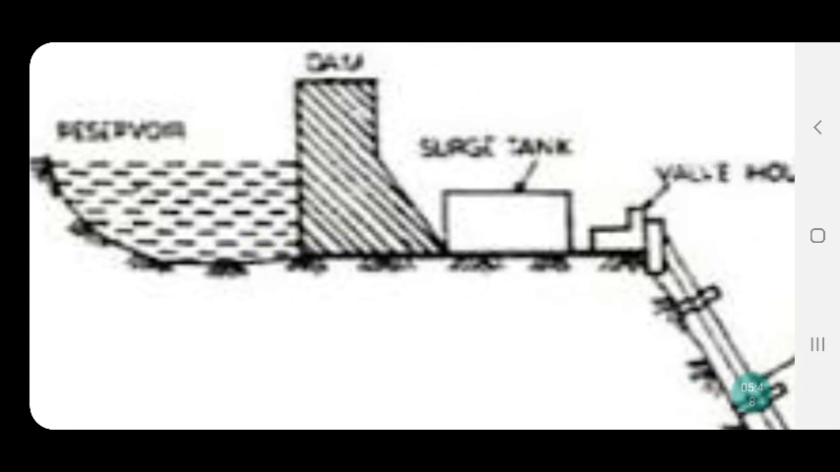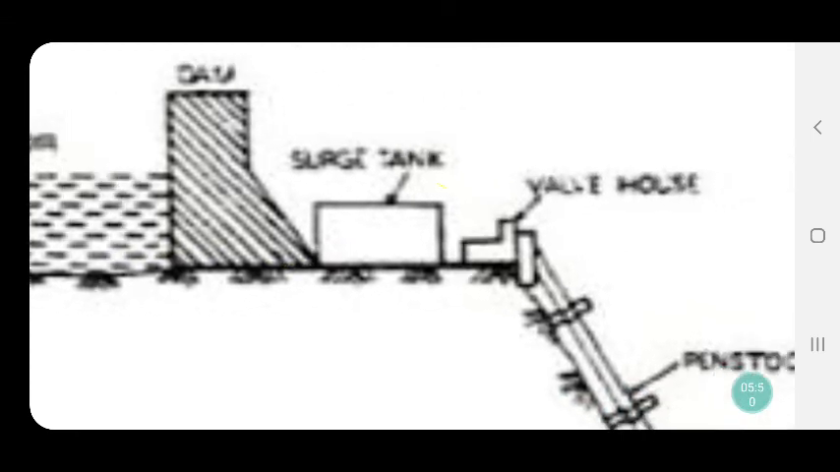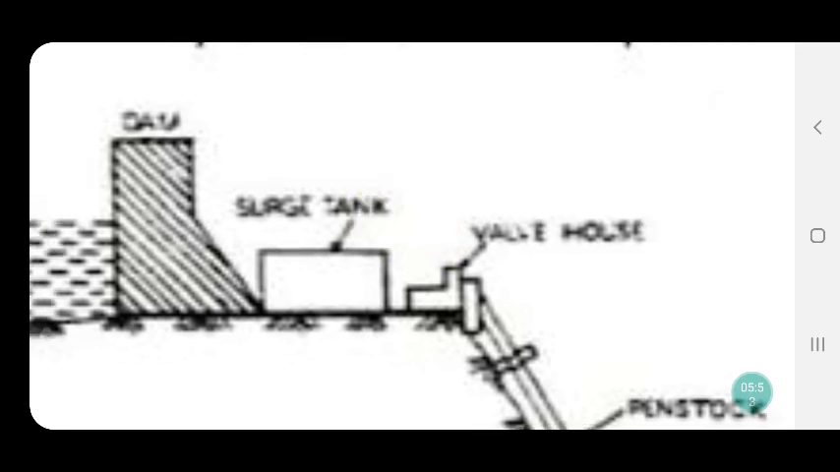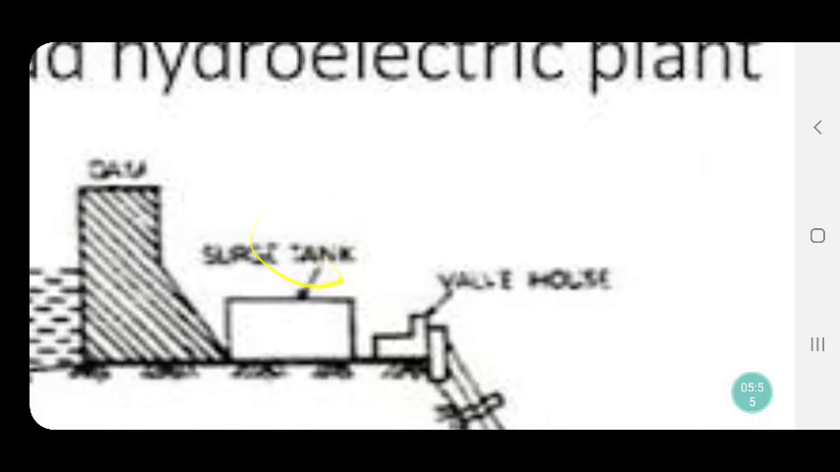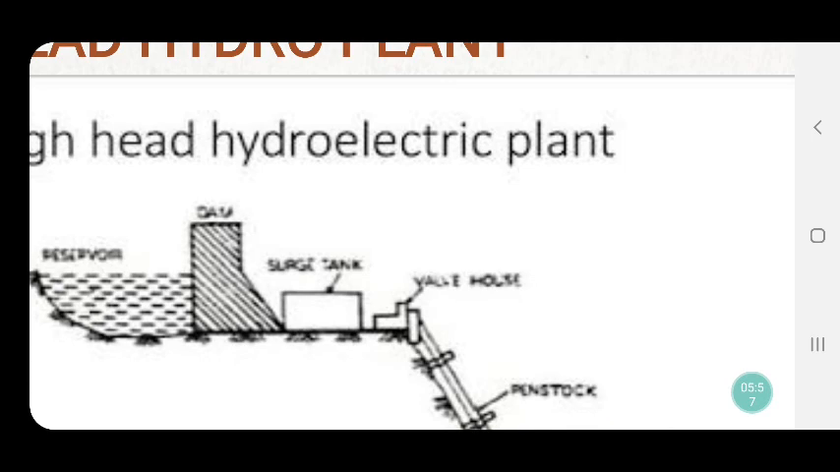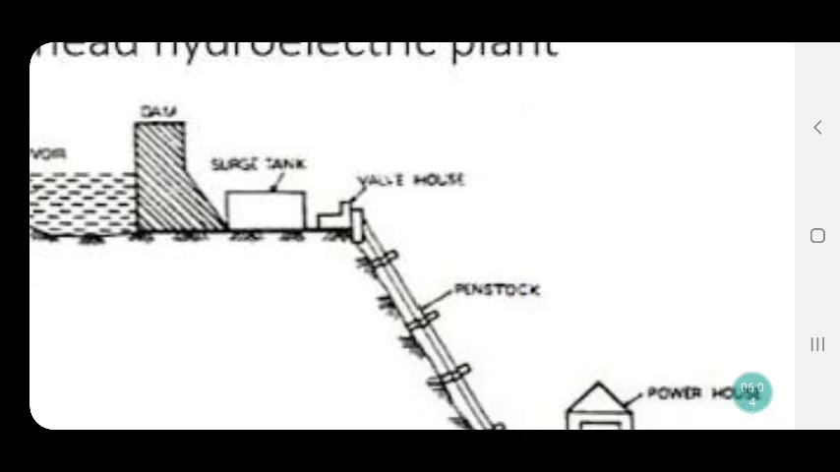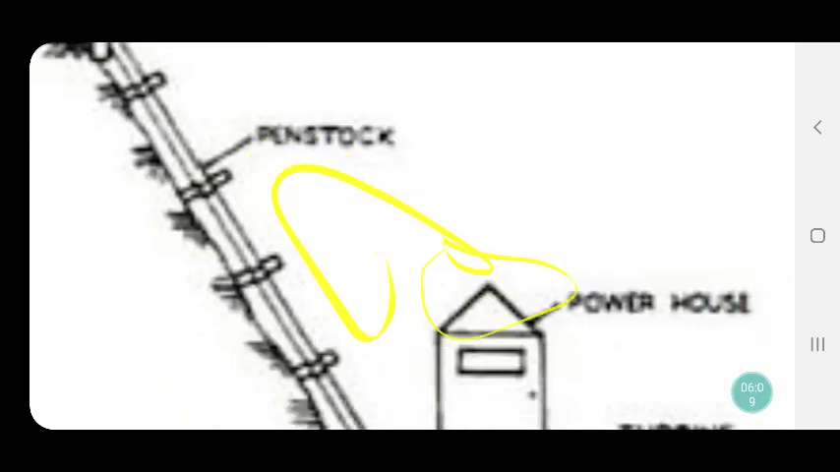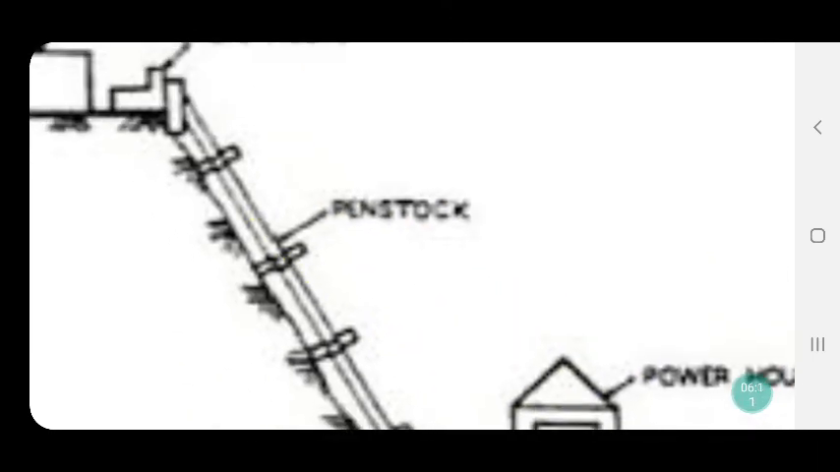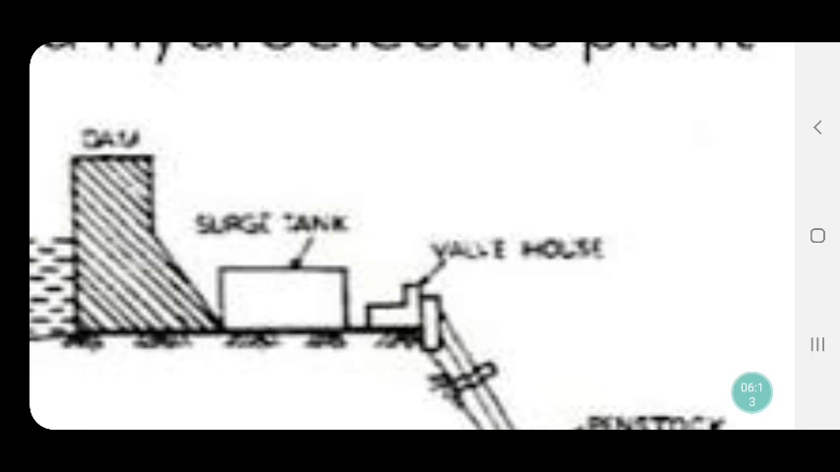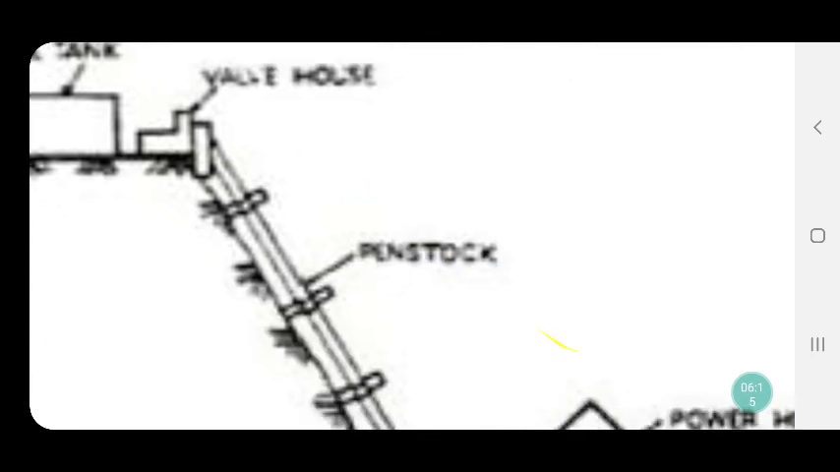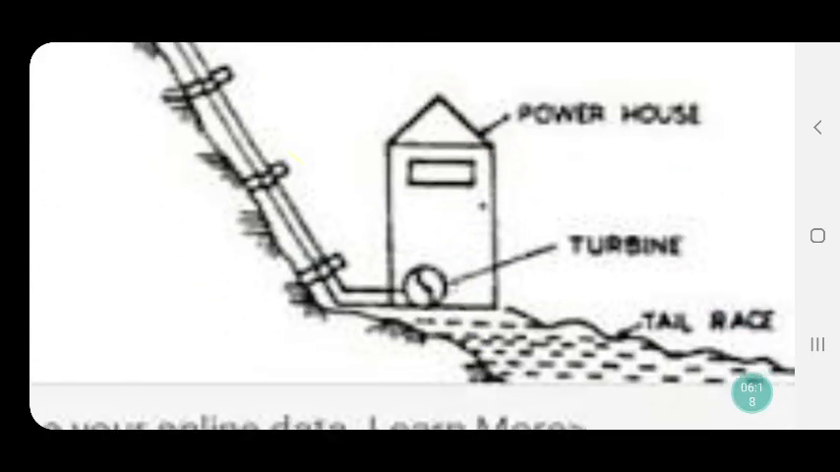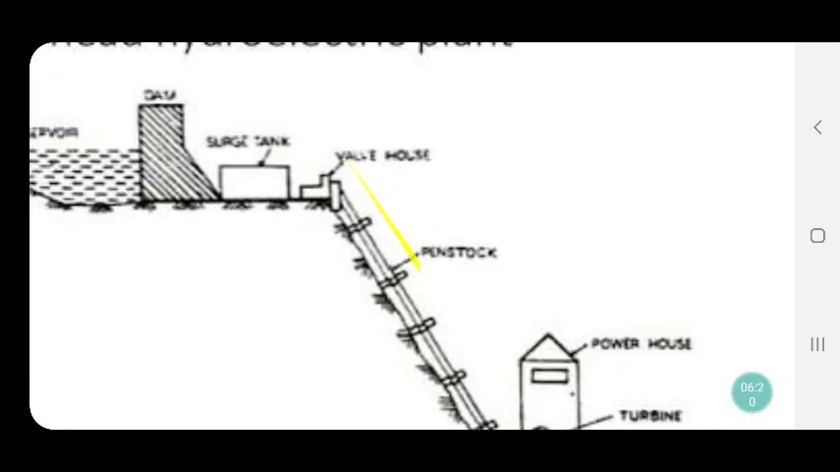Next, the third component is this surge tank. The surge tank is used to absorb the high pressure of water. Sometimes the water pressure is very high, and it can damage our penstock. You can see this penstock. This penstock is a tube connected between the surge tank and the powerhouse. This tube is called the penstock.